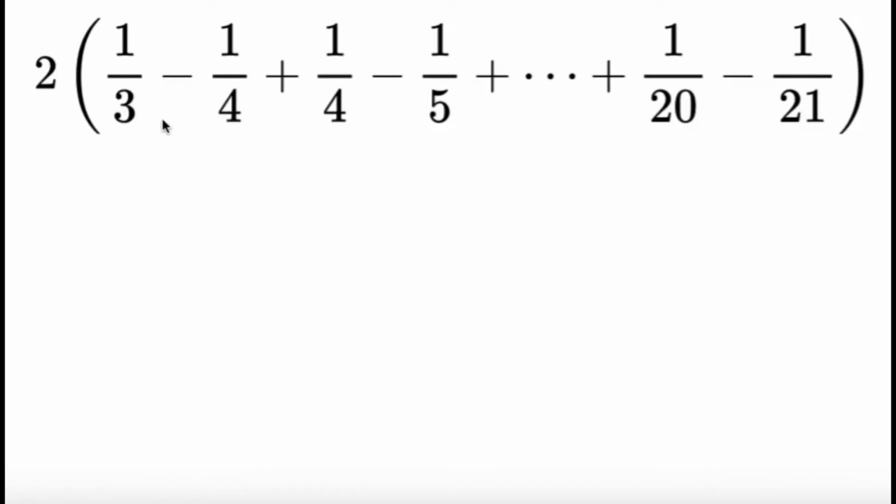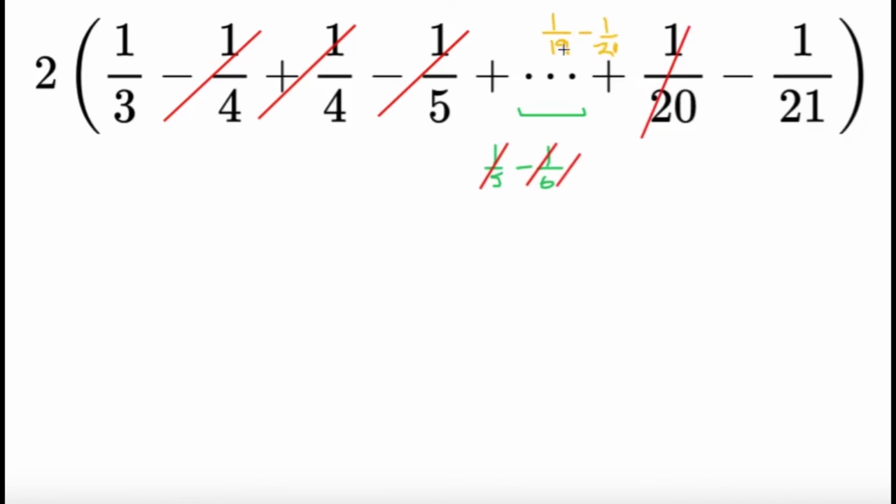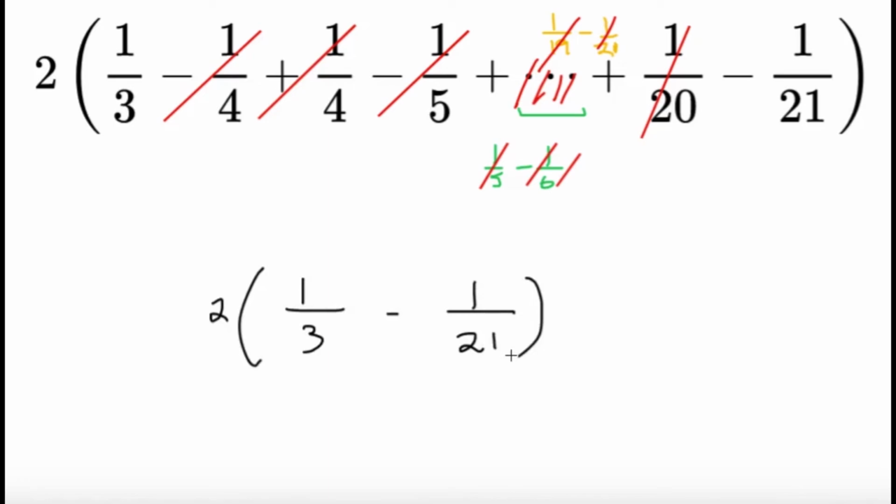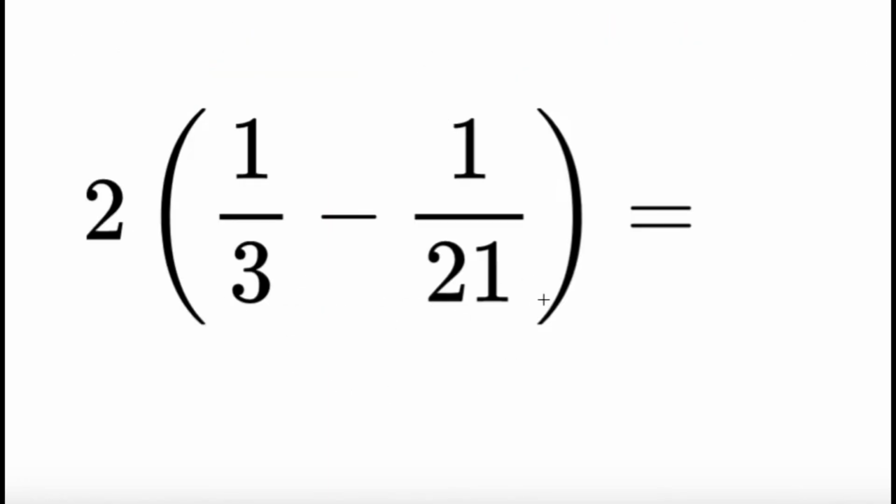And this is going to be an easy summation for us because of terms that we can cancel. So the minus 1/4 and the positive 1/4 cancel, the minus 1/5 cancels with the 1/5 in the next part, 1/5 minus 1/6, and on and on. Then this 1 over 20 will cancel with the previous term, 1 over 19 minus 1 over 20. So it is expected that everything in the middle, in the ellipsis part, will be cancelled. What remains is simply 2 times 1/3 minus 1 over 21. So all we have to do is just figure out this value.